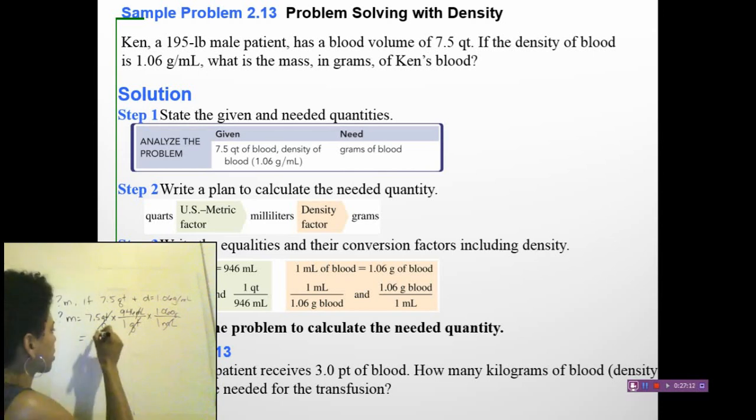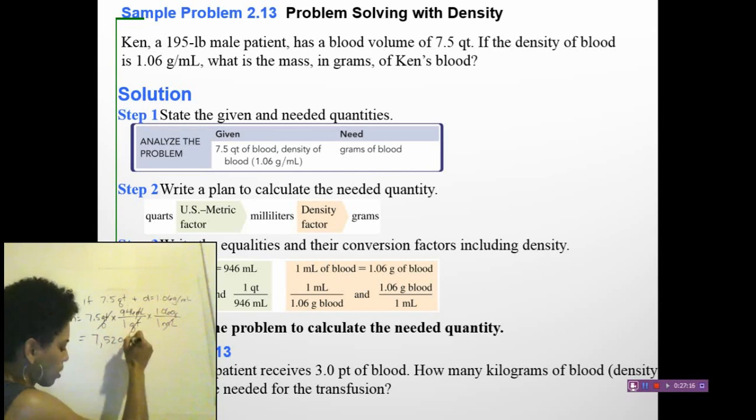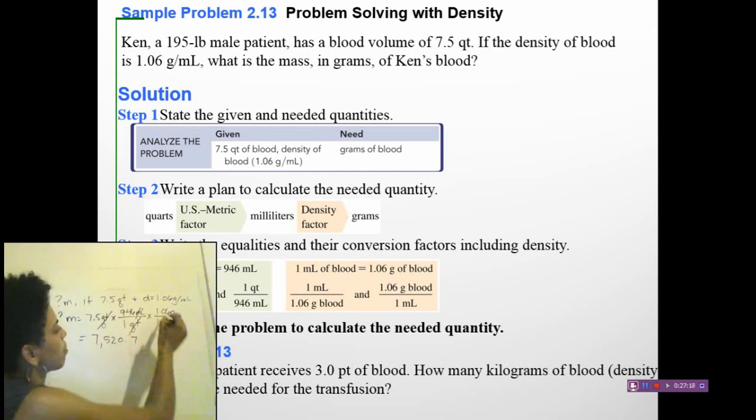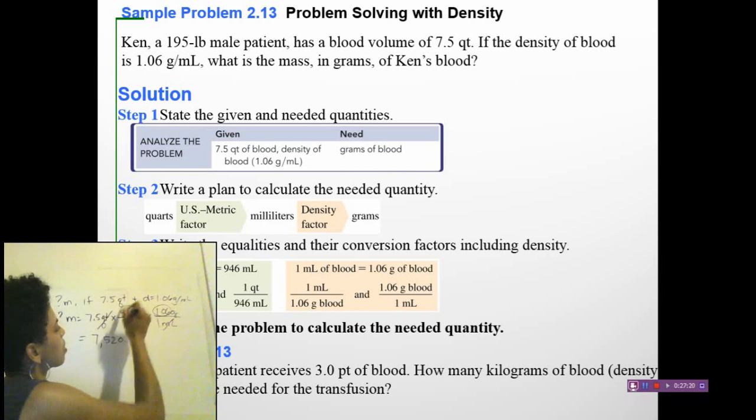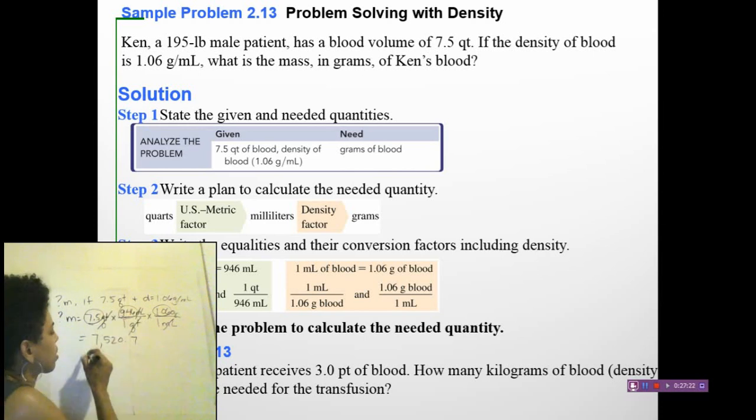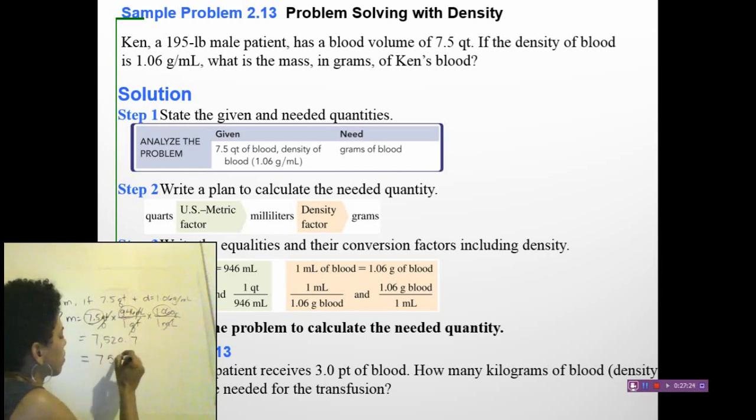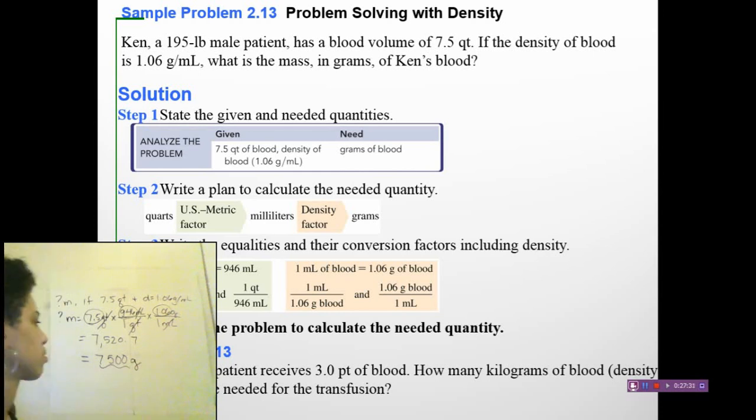So we're going to get 7,520.7. And we have 3 sig figs, 3 sig figs, and 2 sig figs. So that's going to be 7,500 grams. That's really not that much. That's 7.5 kilograms. Okay? Let's do another density problem looking at study check 2.13.